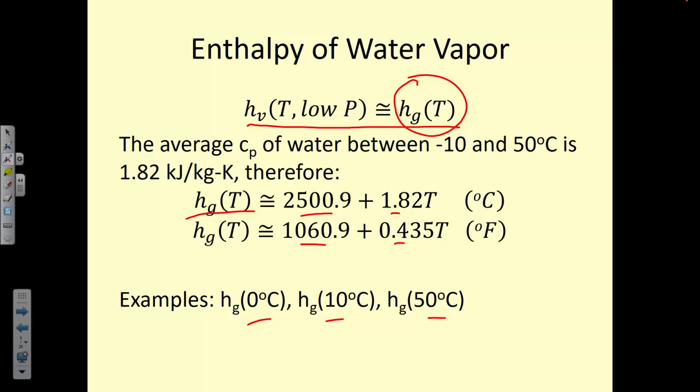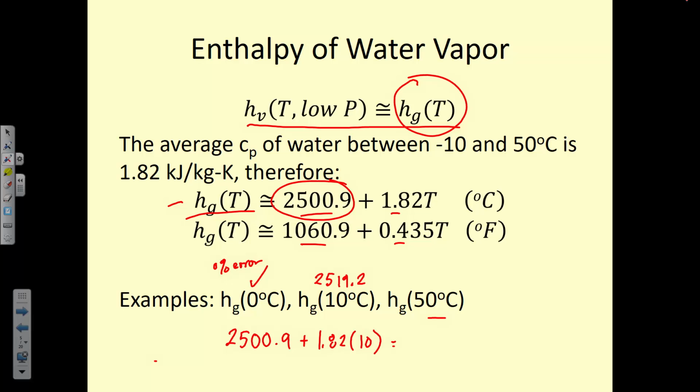So 2500.9. Okay, so we can very easily see that 2500.9 plus 1.82 times 0 is going to be equal to 2500.9. So at 0 degrees Celsius, we get a 0% error when using the equation versus looking it up in the table. Okay, so what is the enthalpy at 10 degrees Celsius? 2519.2. So we can put that in the equation, 2500.9 plus 1.82 times 10 is equal to 2519.1 kilojoules per kilogram. So that gives us an error of about 0.004%.